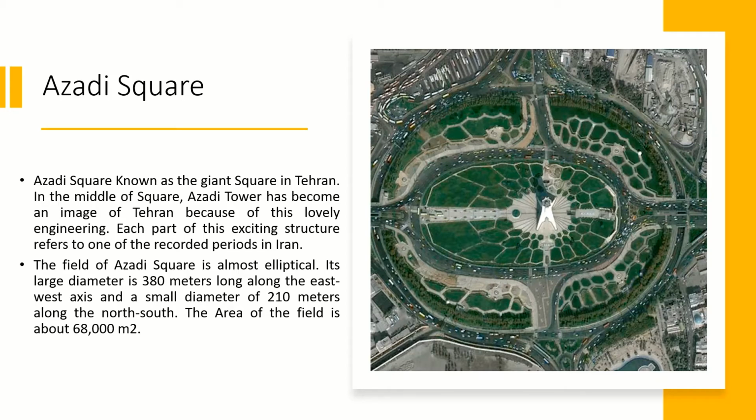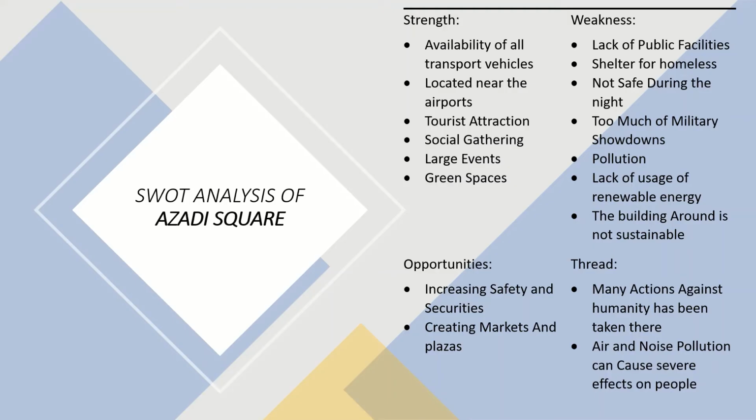The field of Azadi Square is almost elliptical. Its large diameter is 318 meters long along the east axis, and the small diameter of 210 meters along the north-south axis. The area of the field is about 68,000 square meters. Here we have SWOT analysis of the Azadi Square, as you can see.